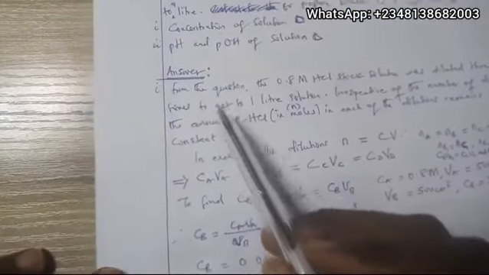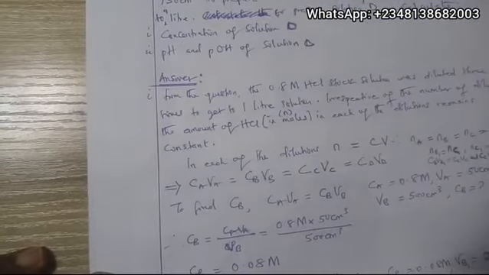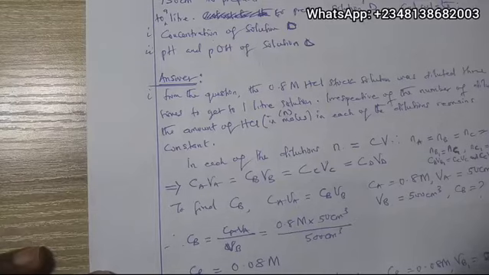Now, from the question, the 0.8 mole per dm³ hydrochloric acid stock solution was diluted 3 times to get to a 1 liter solution. Now, there's something I want to point out. Irrespective of the number of dilutions, or the volume of solvent, or water in this case, that was added to dilute a particular solution, the amount of the solute remains the same.